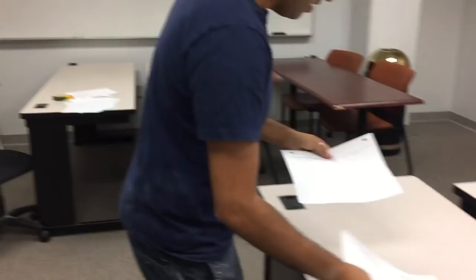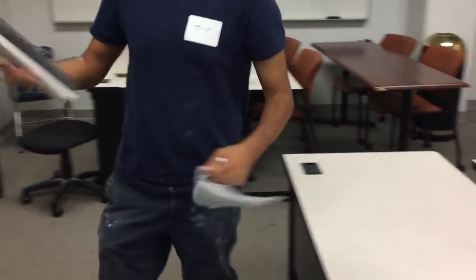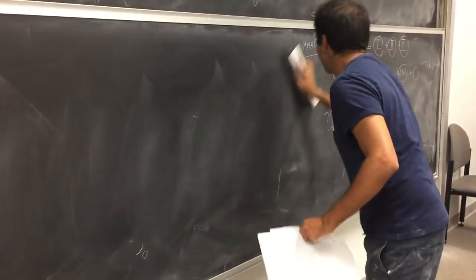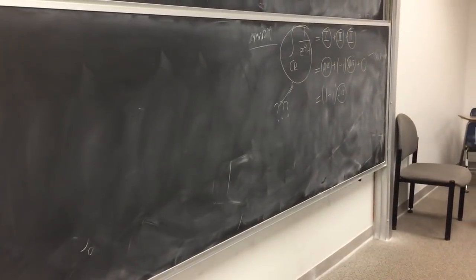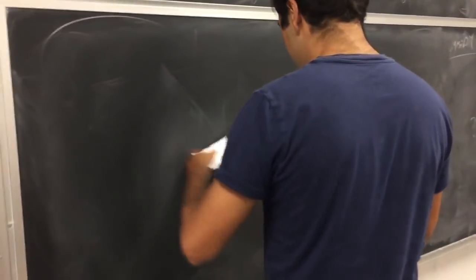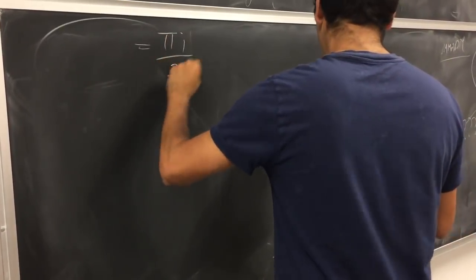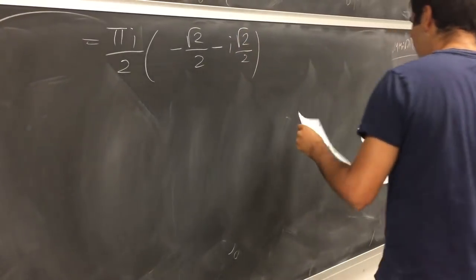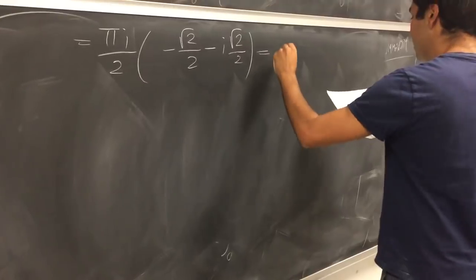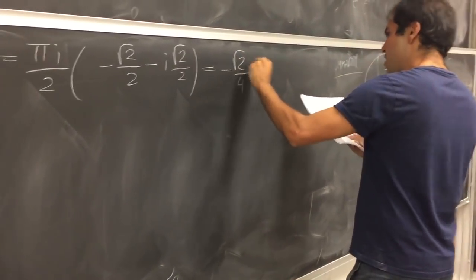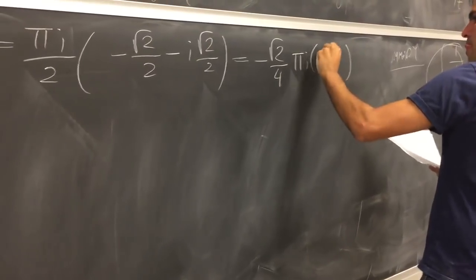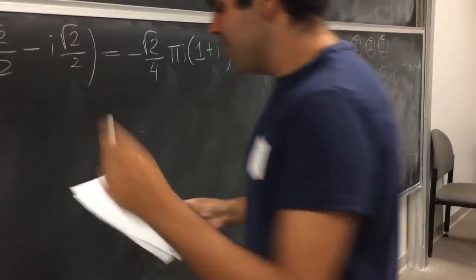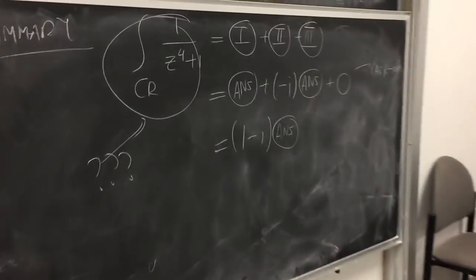Almost done. Let's keep the summary, it's very good. So it equals pi i over 2 times minus square root of 2 over 2 minus i square root of 2 over 2. And if you want to simplify it, you get minus square root of 2 over 4 pi i times 1 plus i. There's a reason I write it this way, because we can simplify it a little bit. And so, what do we have? Now here's our grand finale.